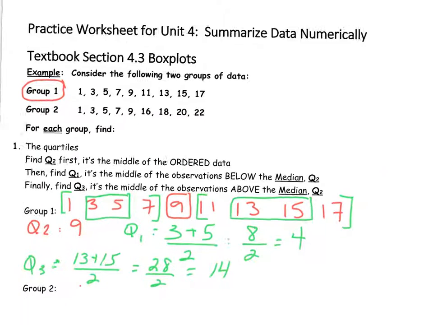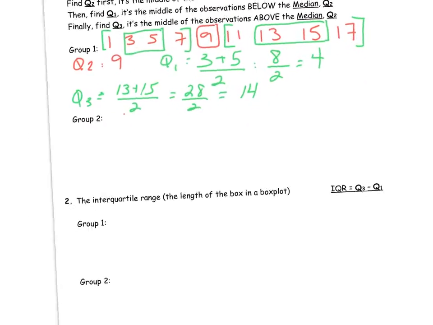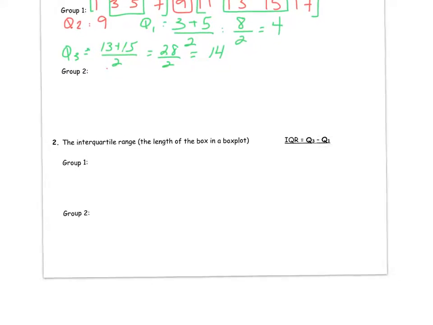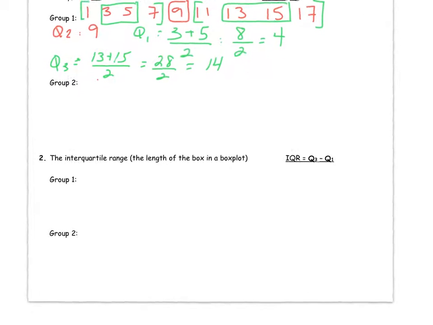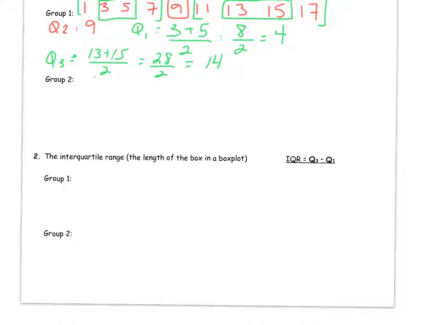Let me move things up a little bit. And I'm now going to find the interquartile range for group 1. So the IQR is Quartile 3 minus Quartile 1. So you can see above at the top of this page, Quartile 3 is 14. Quartile 1 is 4, so 14 minus 4, that's 10. That's going to be the length of the box in the box plot.